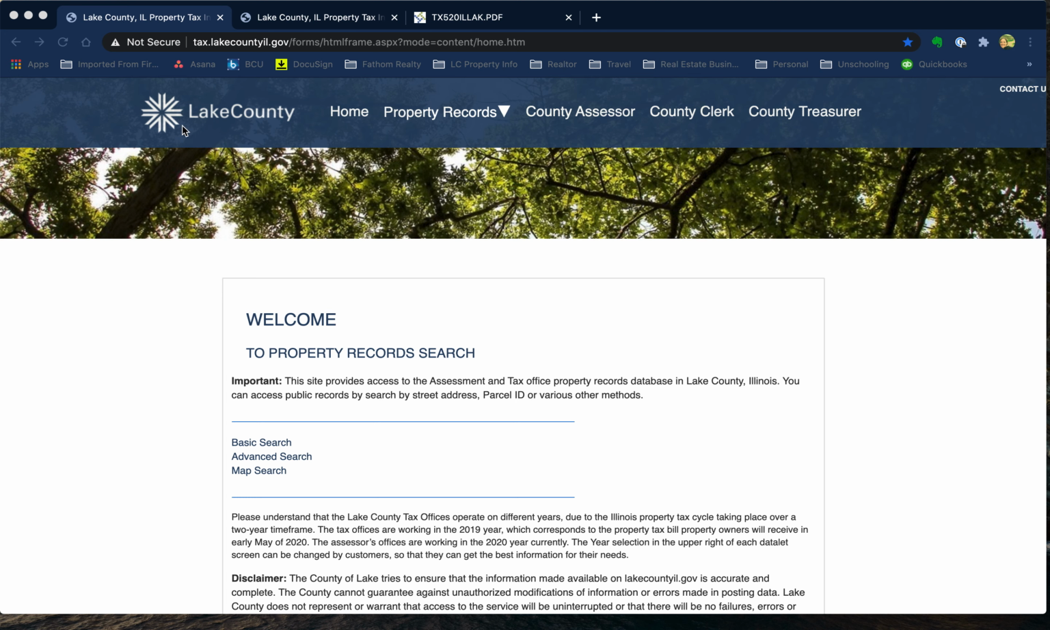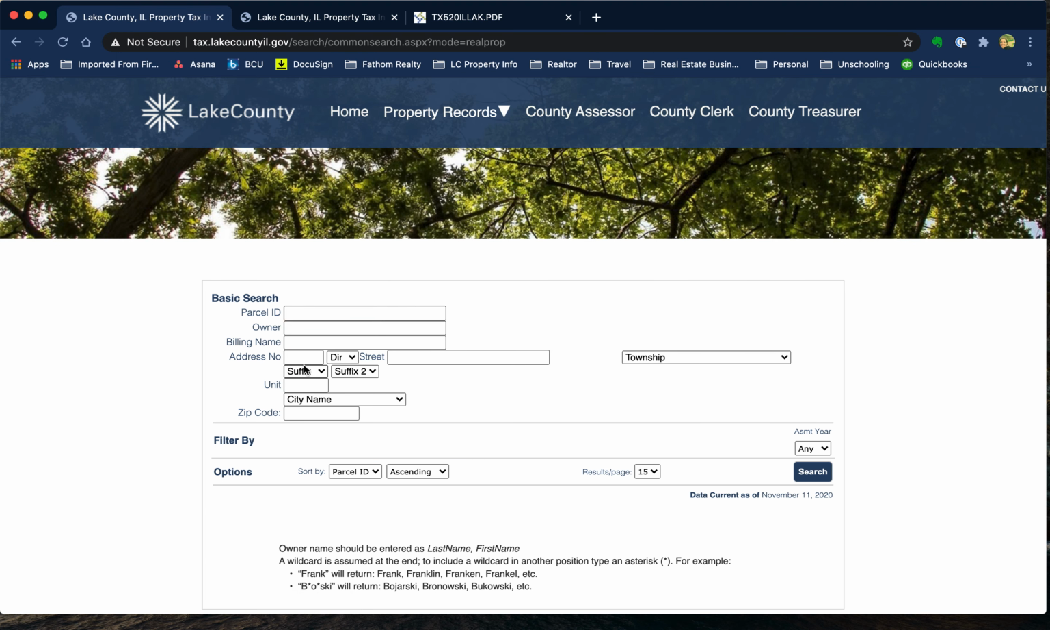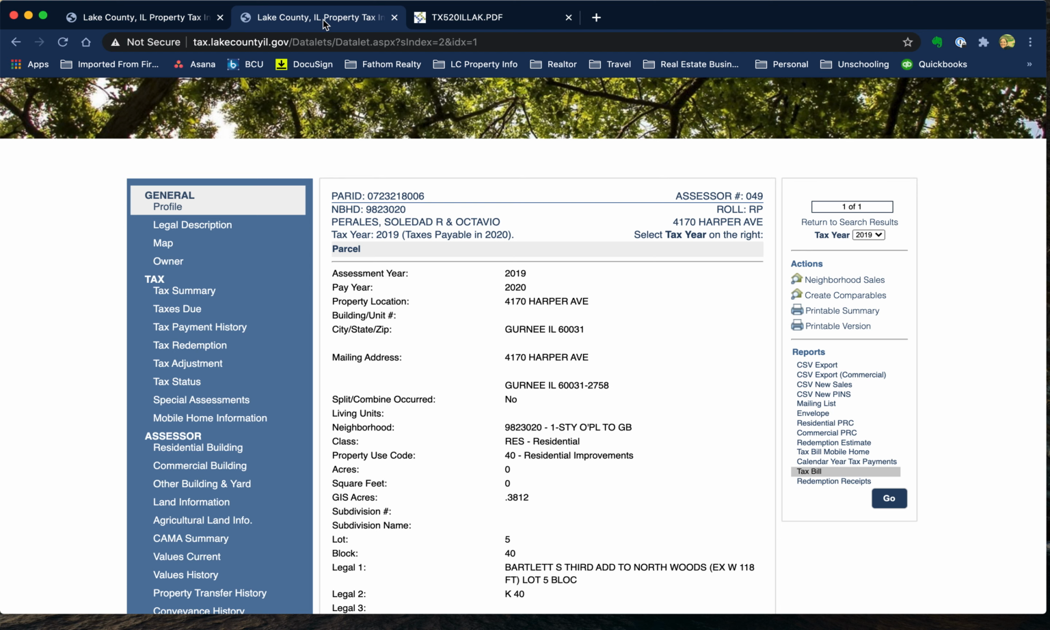So first of all, we're going to go to the Lake County tax assessment website, tax.lakecountyil.gov, and we'll go to the property record search, and we'll start with a basic search, and you put in the address. I only just do the address number, the street, and the zip code. If you have the owner's name, there's different ways you can look up the property, but address number, street, and zip code work. So today's property that I pulled up is here in Gurnee.